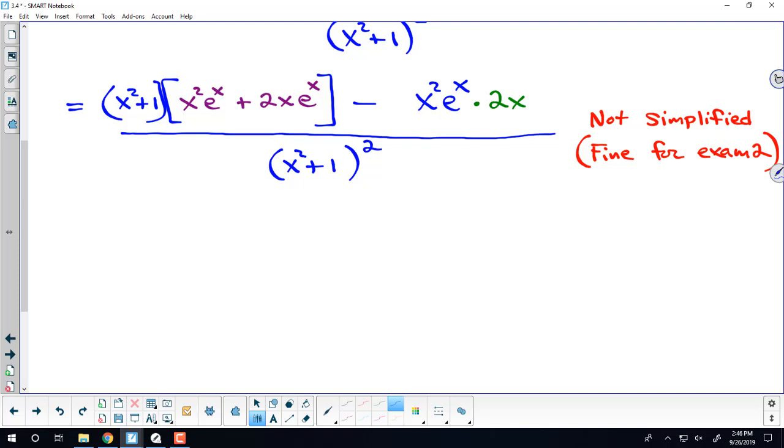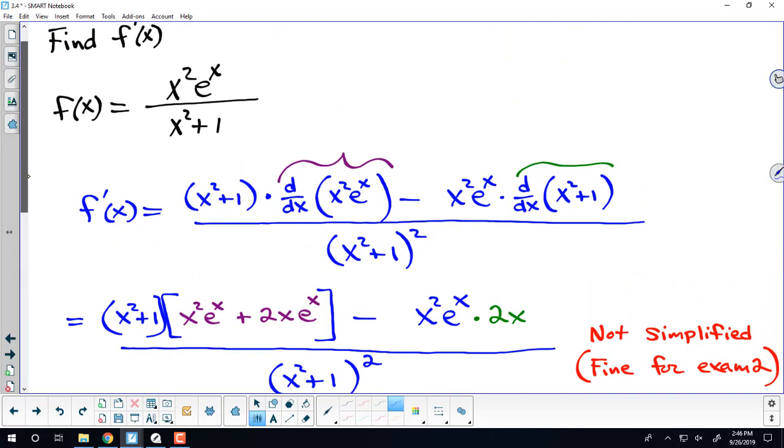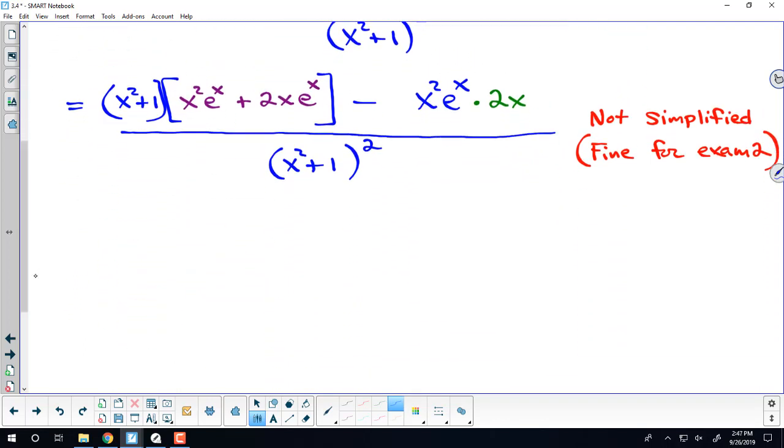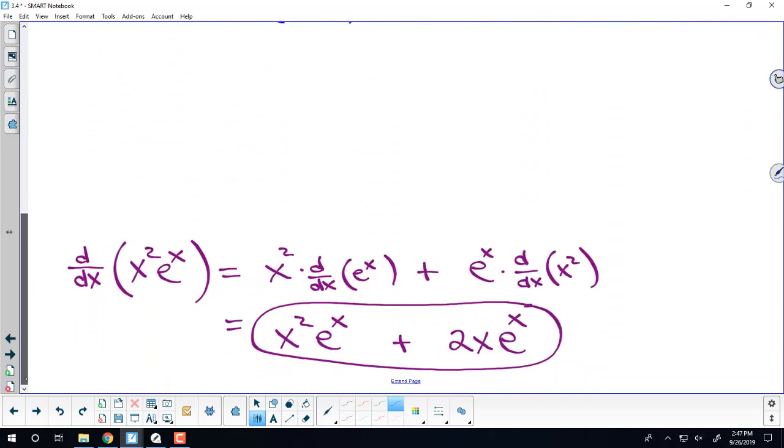Okay, any other questions on this? All right. So again, that function that we have here, that for any given x represents the slope of the tangent line on the given function, x squared e to the x over x squared plus 1. All right. Everybody all right? Moving on.